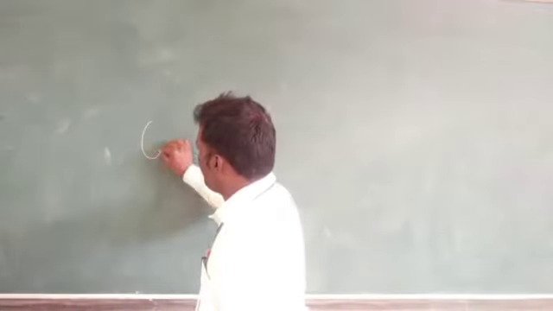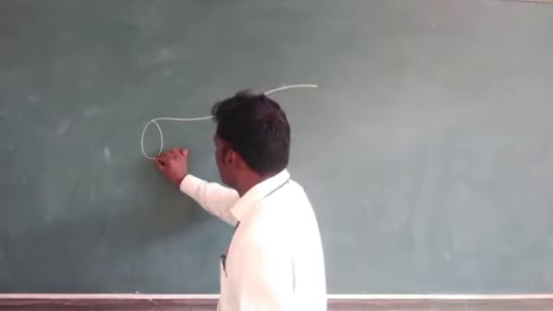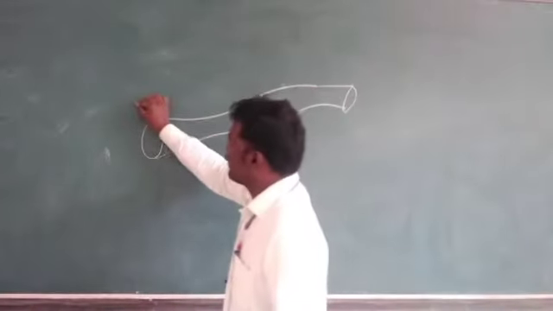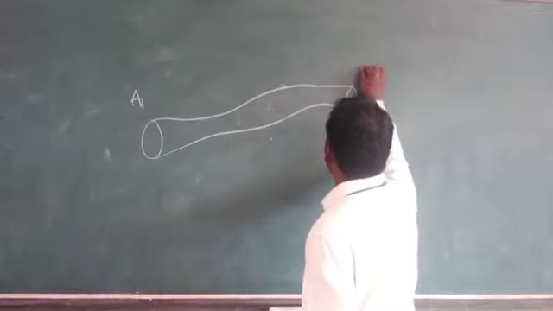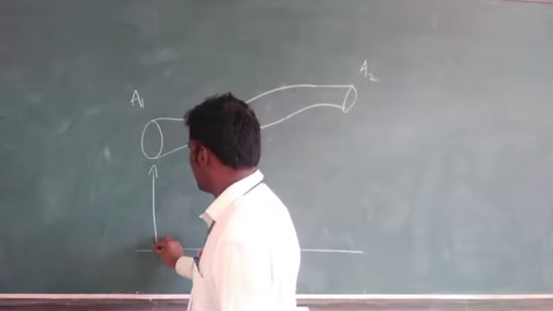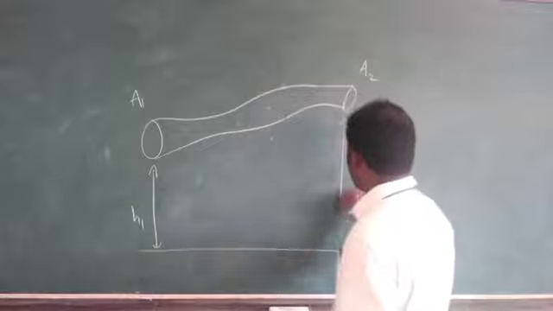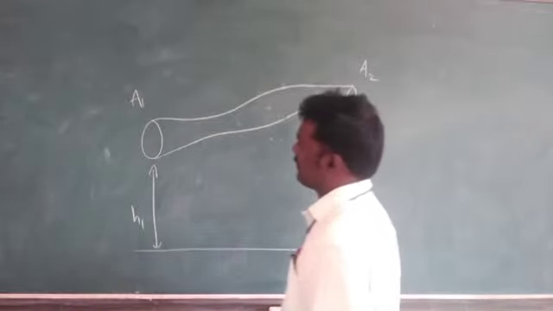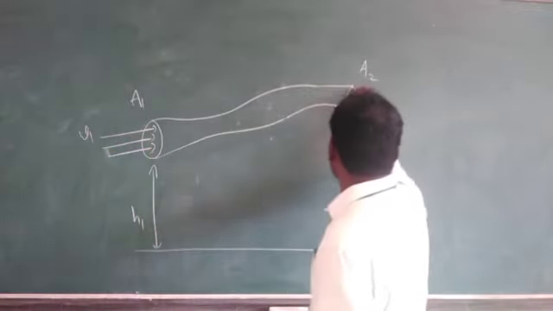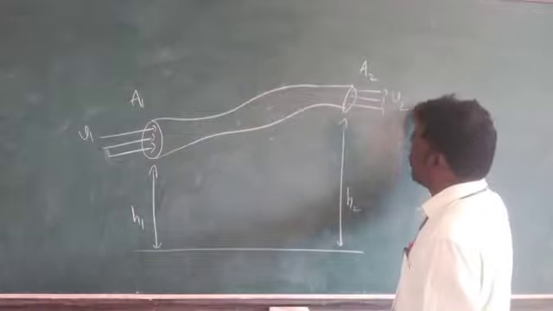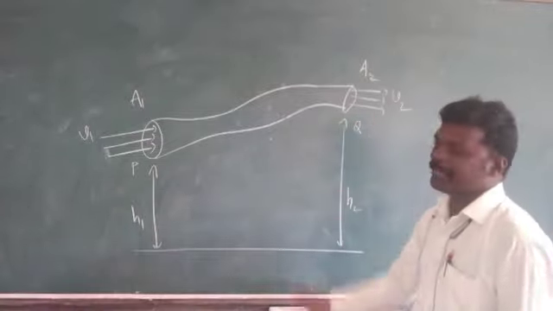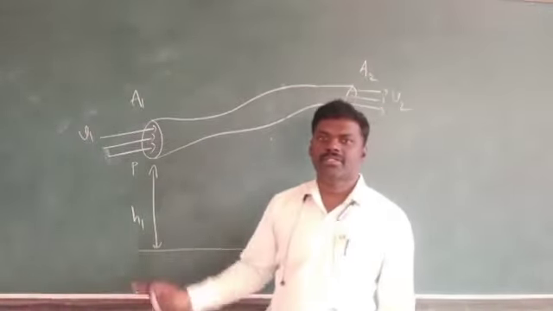So this is a tube with a non-uniform cross-section. I'm taking the area of cross-section at this end as A1 and at this end as A2. This end is at a height of H1 and this end is at a height of H2. So these are the two ends. Here the fluid enters with velocity v1 and leaves at this end with velocity v2. This end is taken as P and this end is taken as Q.